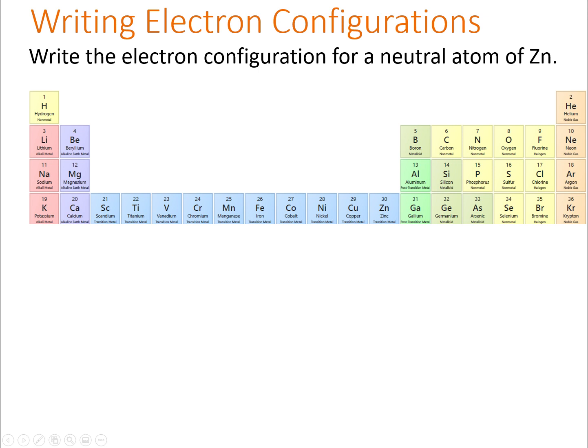We've got to write the electron configuration for a neutral atom of zinc. You find zinc on your periodic table. The atomic number is 30. That means 30 protons and 30 electrons for a neutral atom. We've got to write a configuration that has a total of 30 electrons. I will label these.